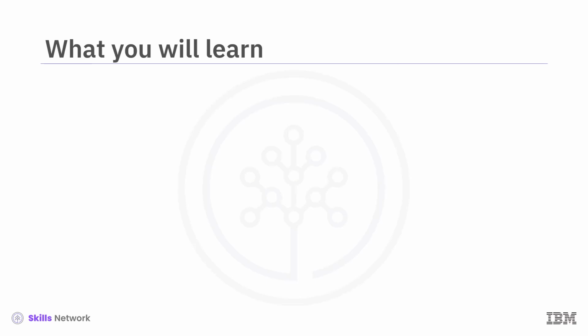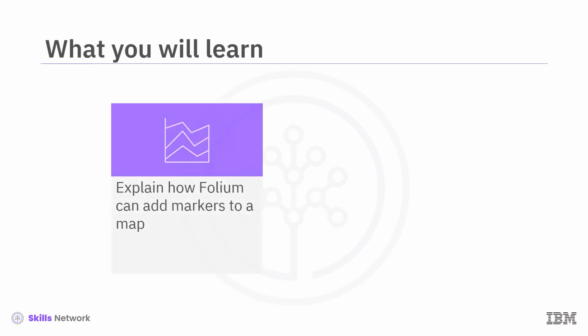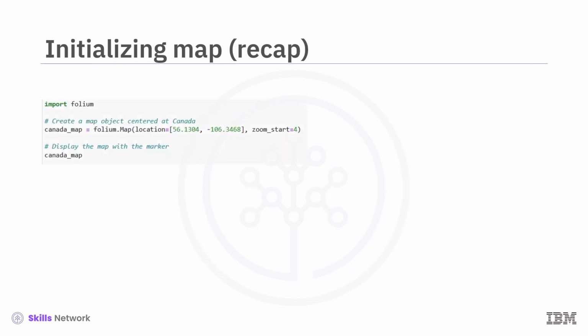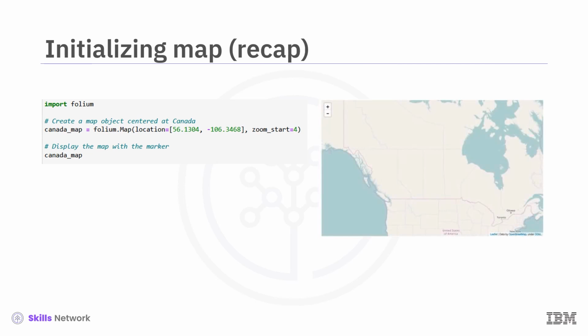After watching this video, you'll be able to explain how Folium can add markers to a map and describe how to generate markers. With Folium, you can easily add markers on the map. Let's first render a world map centered around Canada.